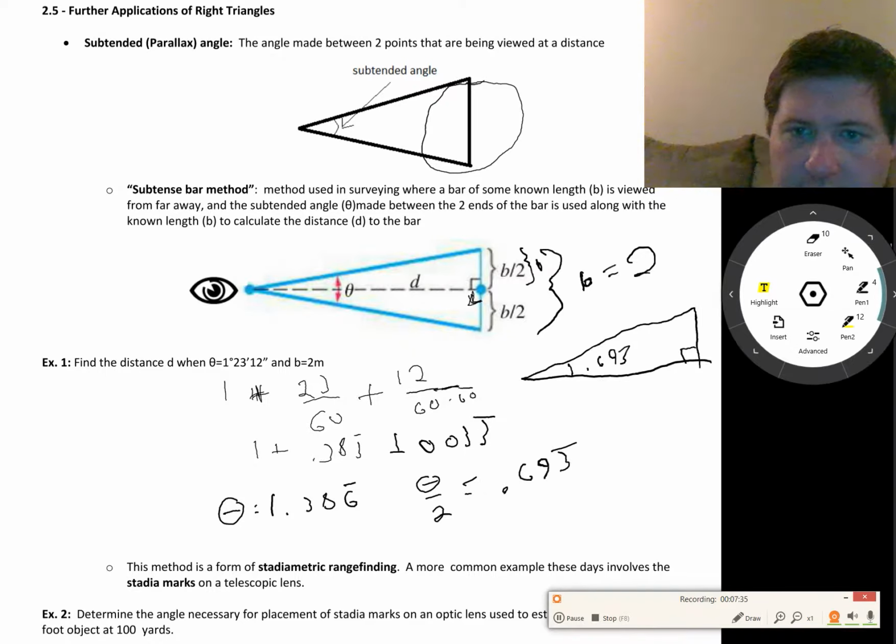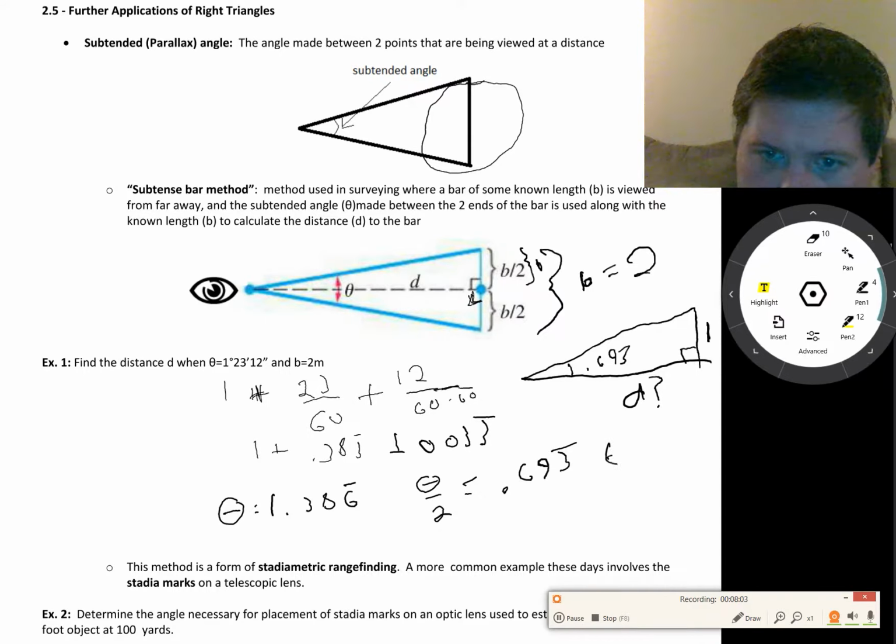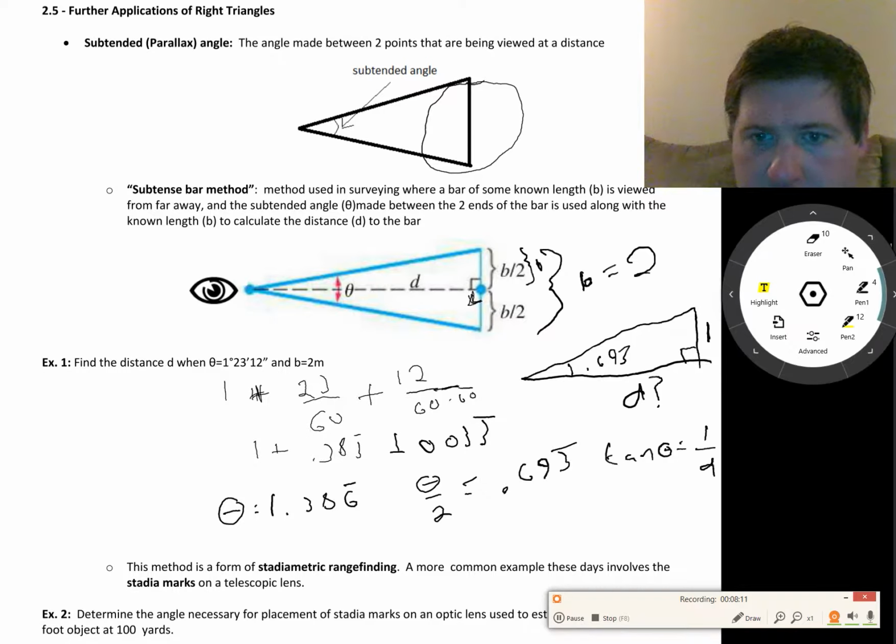So that's the length of this side of my triangle. The question asked for D. We don't know D, but I know a trig function that will relate this 0.693 to the side we know and the side D. So that's the opposite side and the adjacent side. So if I have tangent of theta equal to our opposite side over D, I need to solve this for D, so I'll need to multiply both sides by D.